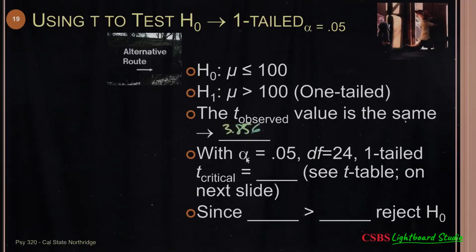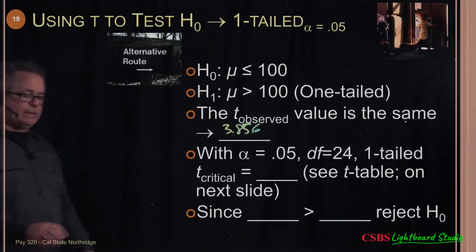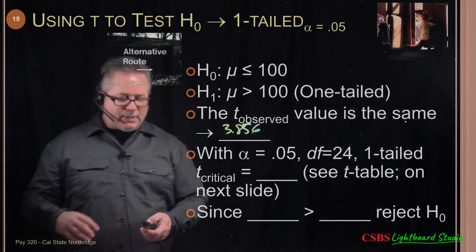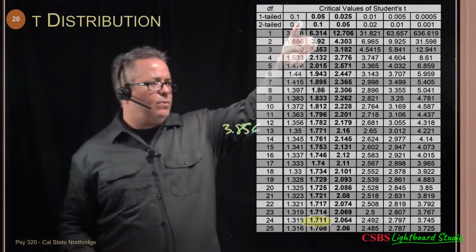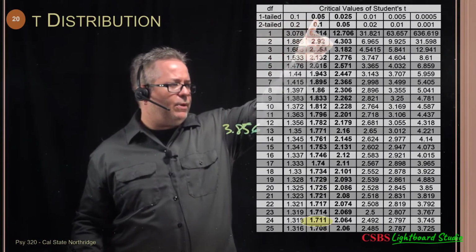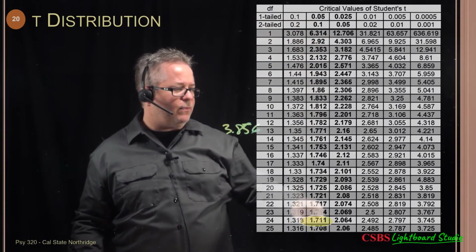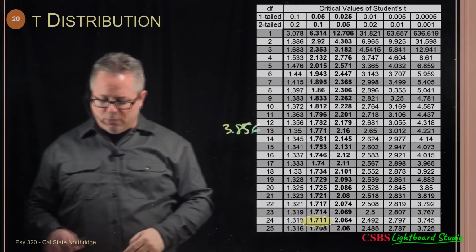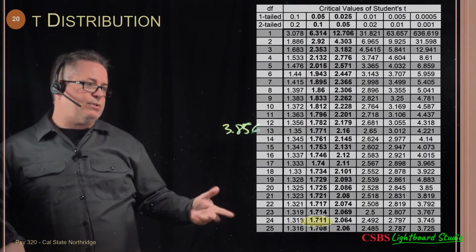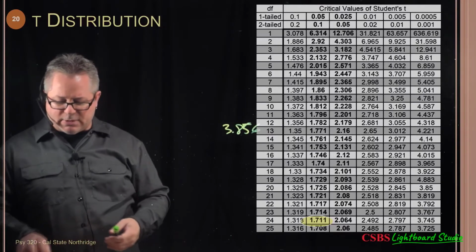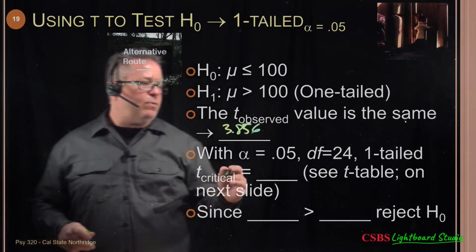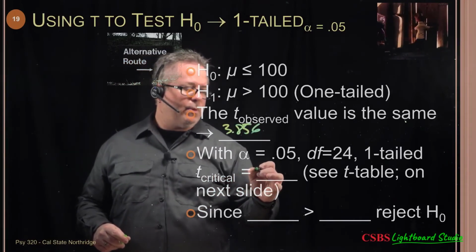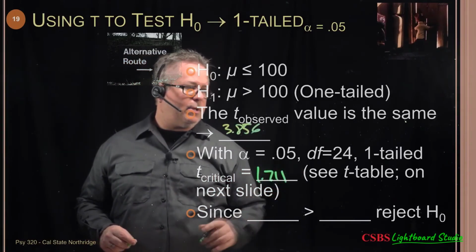Just to take a peek at the table on the next page here. Again, I now want the one-tailed 0.05 version, go all the way down to 24 degrees of freedom, and 1.711. This is rounded to 3 decimals instead of 4 like the table, but same idea. So my critical value is 1.711.